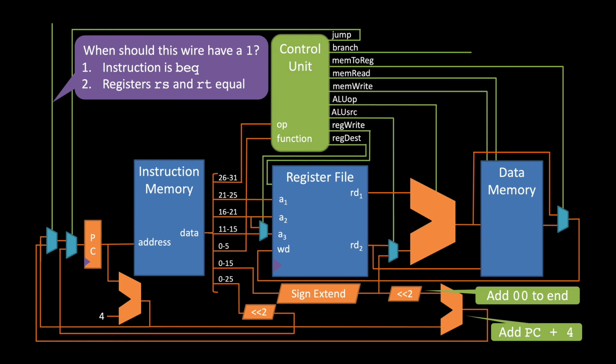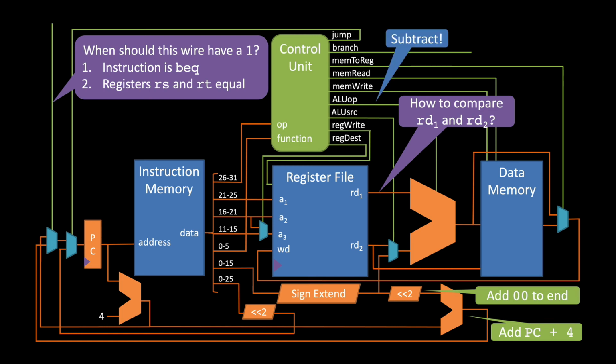Now the next question is, how can we tell if the given registers are equal? Well, we could add an is equal operation to the ALU, but it turns out we can get an answer with existing operations. So which one can you use to decide if two registers have an equal value? You just have to subtract. If the two registers are equal, their difference will be 0.